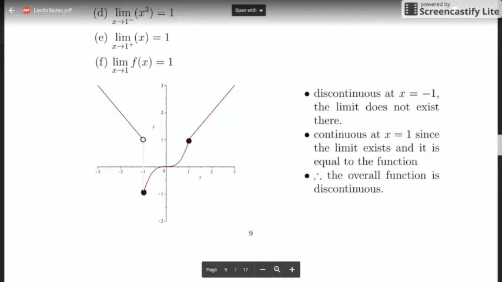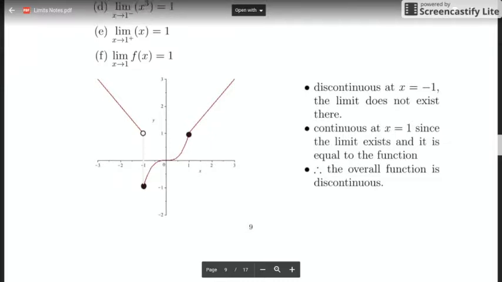Now, this means, however, that the overall function has to be characterized as discontinuous, okay? If there's a discontinuity anywhere, the function is discontinuous, okay? So just bear that in mind as you go through your questions here.